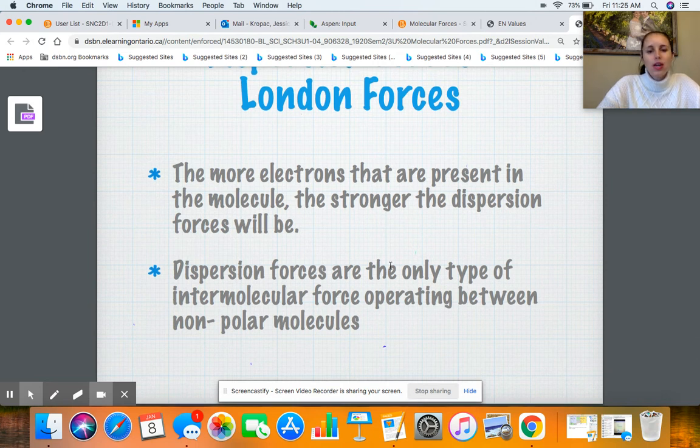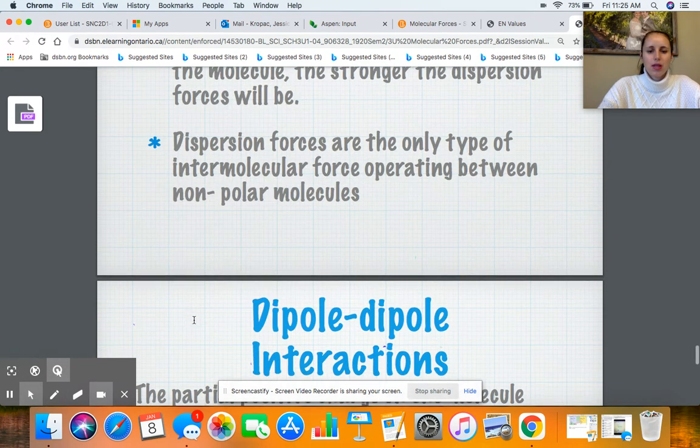Dispersion forces are the only type of intermolecular forces operating between nonpolar molecules. So when we looked at our bromine and our bromine before, that was our nonpolar molecule. There was nothing else actually holding that molecule together outside of those very weak London dispersion forces. So anytime you're looking at a nonpolar molecule, the bonds are considered to be weak, because they only have those London dispersion forces between them.